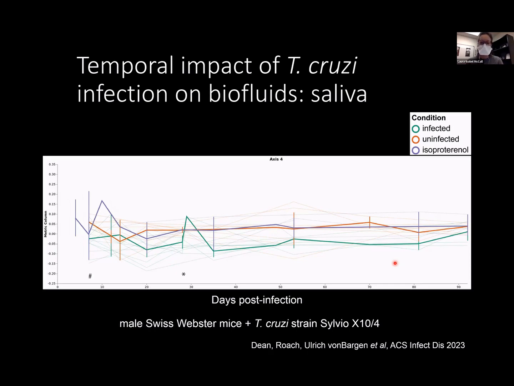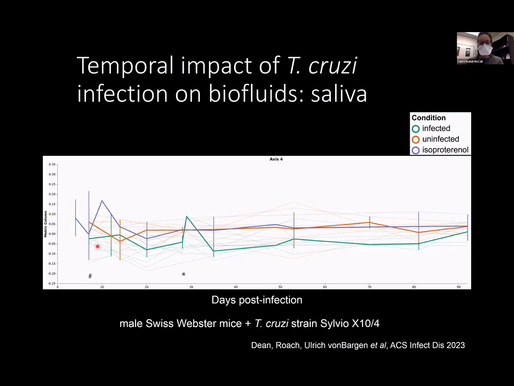And so we have three groups here, the infected group in green, the uninfected group in orange, and then as a control, we have chemically induced cardiac damage, which is induced by a compound called isoproterenol. And so this will help us differentiate between metabolic consequences of any kind of heart disease versus metabolic consequences that appear to be significant to Chagas, specific to Chagas disease.